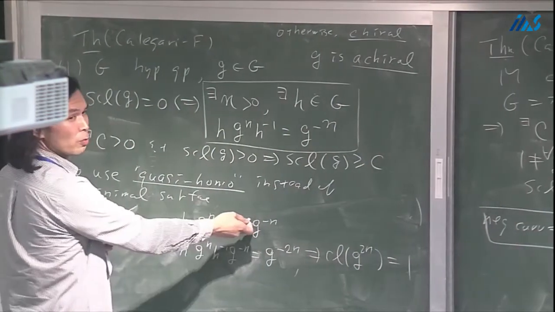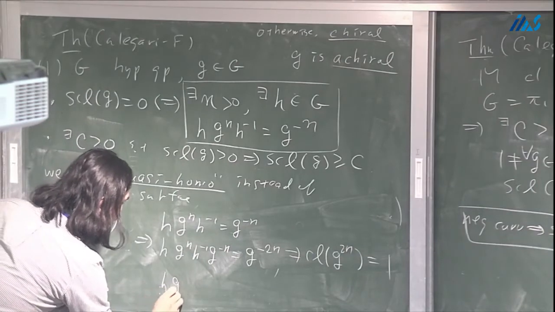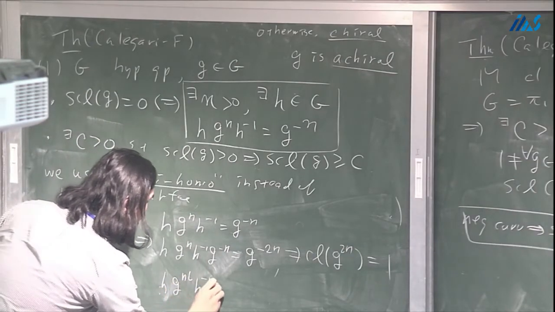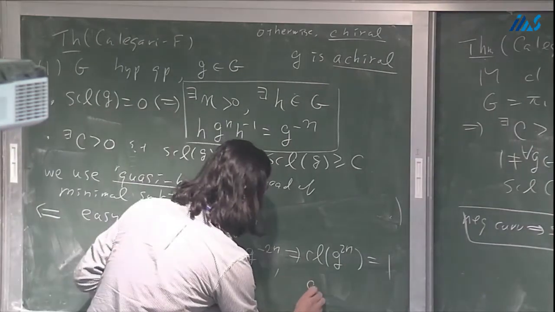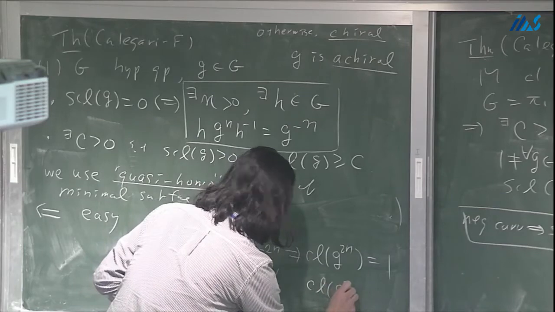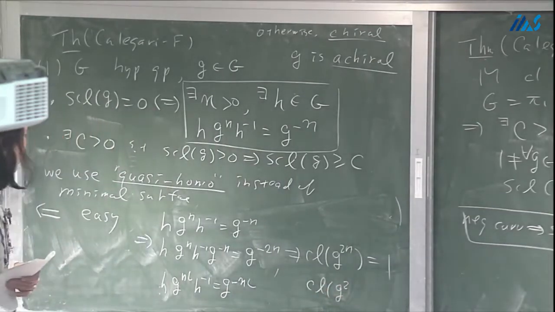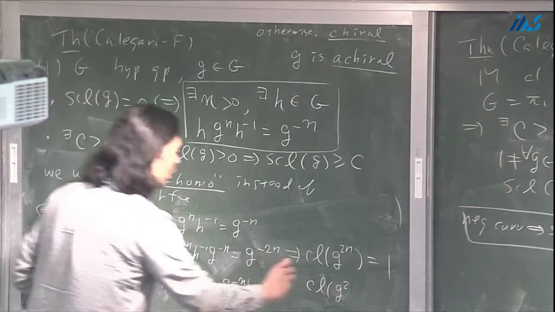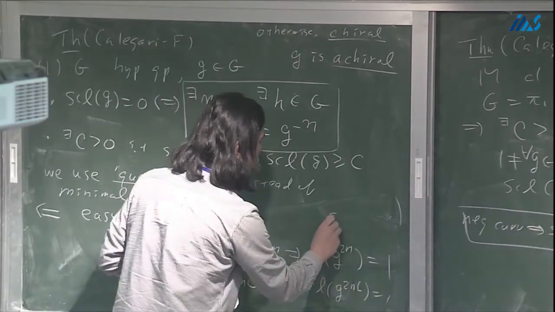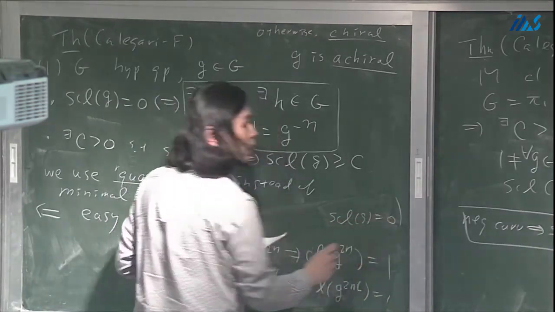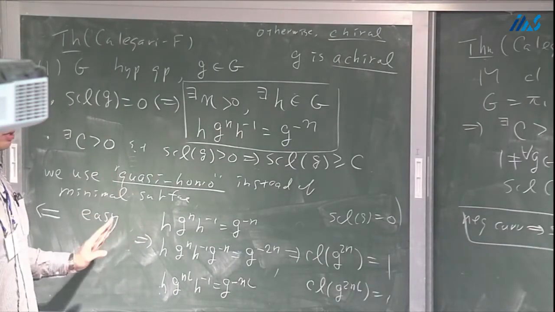Now you take a power of this one. So you know, like h g^{nl} h^{-1} is g^{-nl}. So it implies the commutator length of g^{2nl} is at most 1 for any l. Therefore, the stable commutator length of g is trivial. So there is no geometry, just a little algebraic exercise.